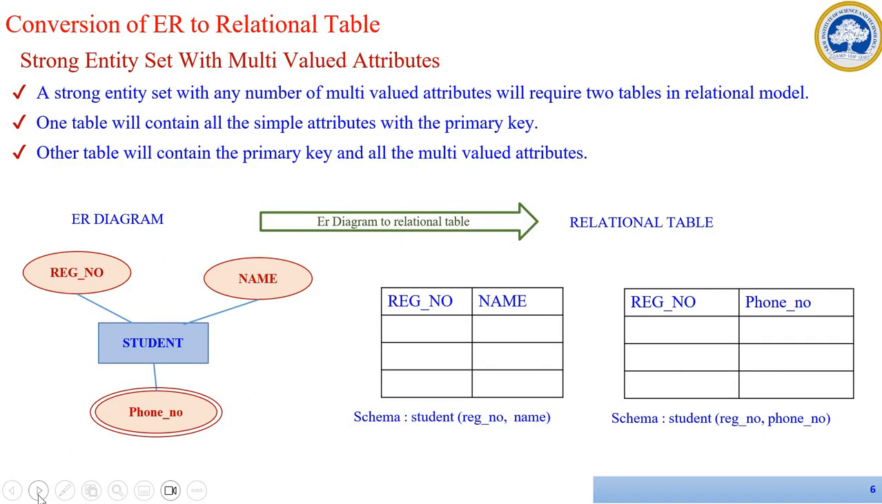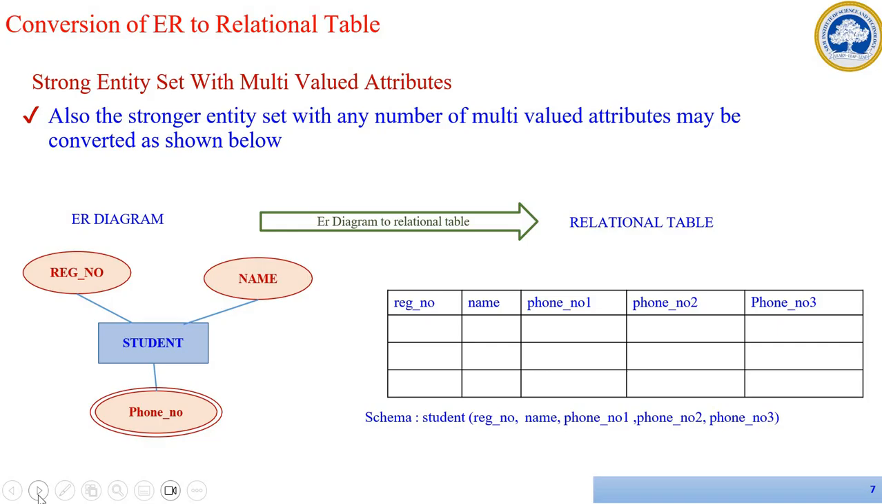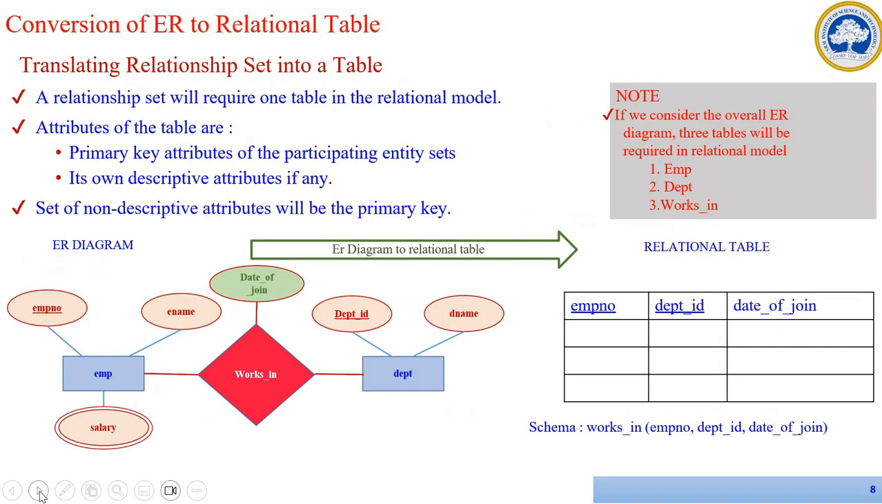A strong entity with multi-valued attributes can also be represented. Here the multi-valued attribute may be the phone number. Every student can have more than one contact number, so it can be represented as a multi-valued attribute. And a strong entity set with multi-valued attributes is represented in the ER diagram as described in this picture.